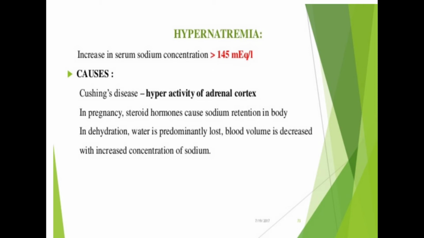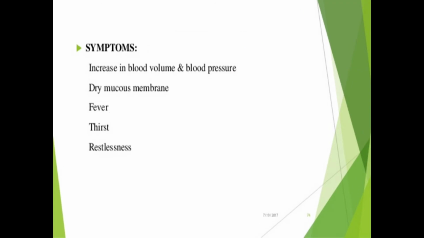In dehydration, water is predominantly lost, blood volume is decreased with increased concentration of sodium, that is a relative change, so hypernatremia because of the dehydration. In pregnancy, because of the steroid hormones, and in Cushing's syndrome also, that is hyperactivity of adrenal cortex, it secretes hormones. Okay, so there is an increased serum sodium concentration.